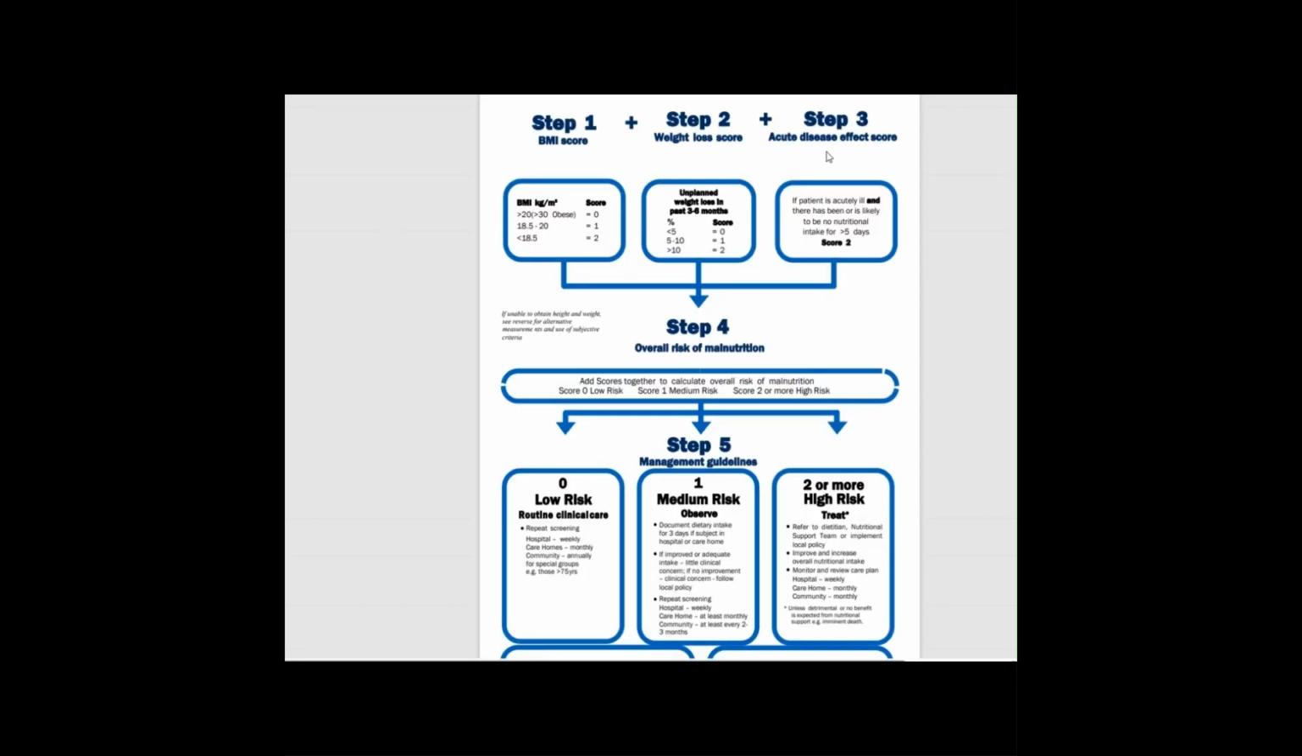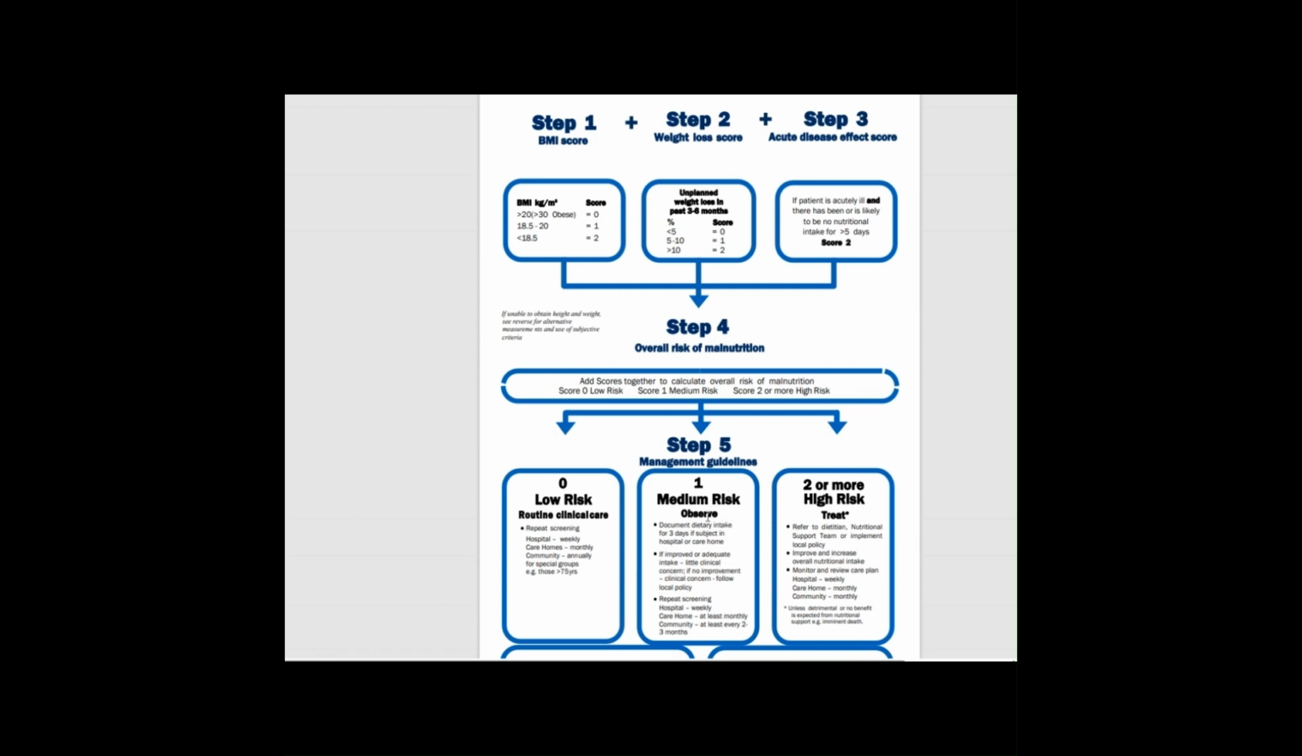Now, step 3 is acute disease effect score. It is not applicable to our scenario, as our patient is still eating a little. Now you need to calculate the total MUST score and find out the risk category. We already found out the BMI score is 0 and weight loss score is 1. We did not add acute disease effect score of 2 as our patient has reduced appetite but is still eating a little. We have identified that total MUST score is 1 and risk category is medium risk, that you can see on the screen.